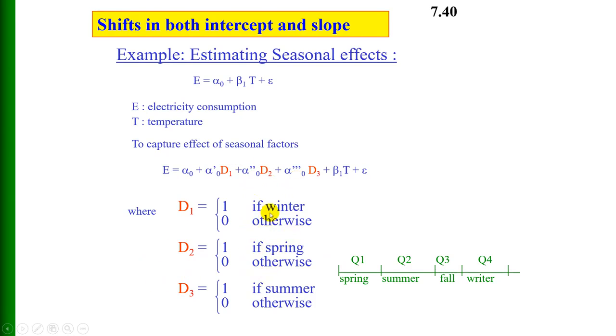There are 4 seasons. So D1 is equal to 1 if winter, 0 otherwise. D2 is equal to 1 if spring, 0 otherwise. D3 is equal to 1 if summer, 0 otherwise. And there is one more category, and that is fall. So this is the base category, or the omitted group, or the control group. So there are 4 categories, so we will use 3 dummies for 4 categories. So that is called the control group.